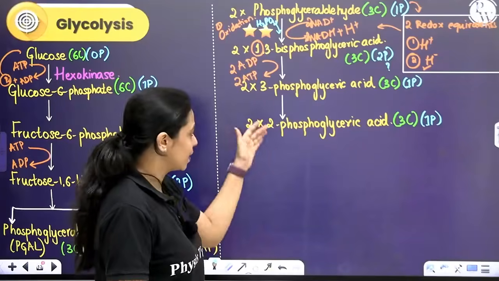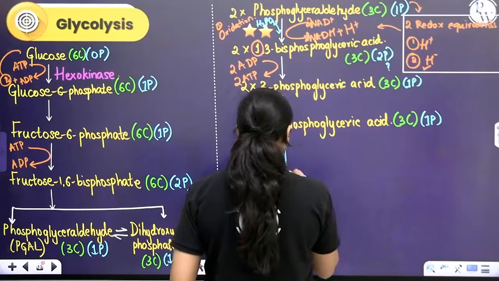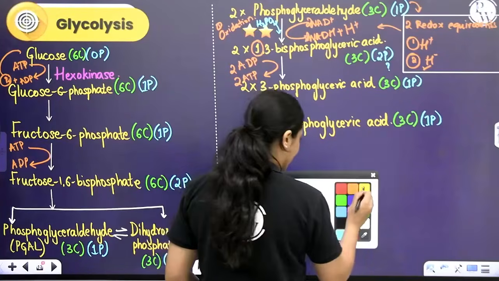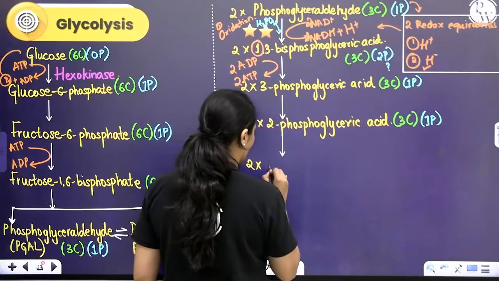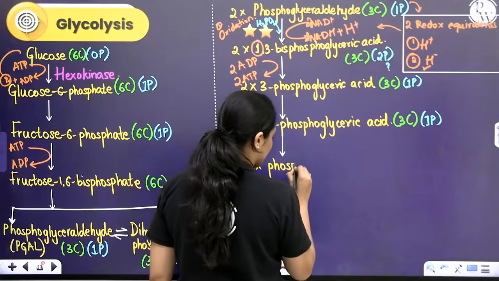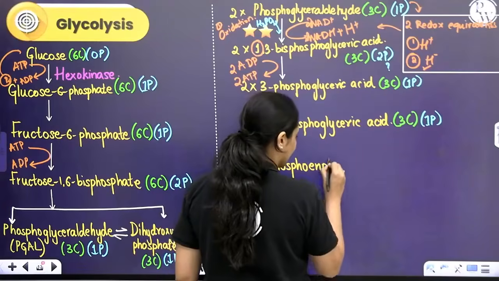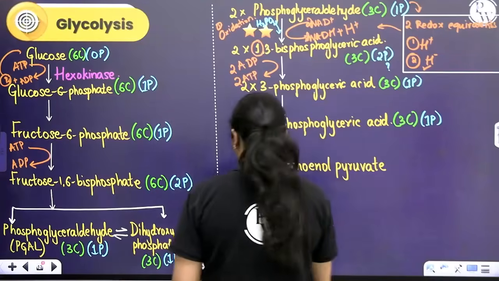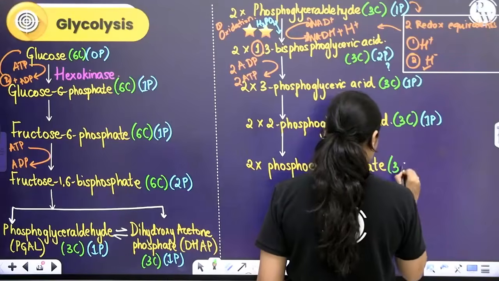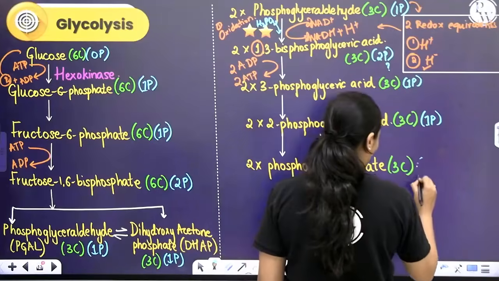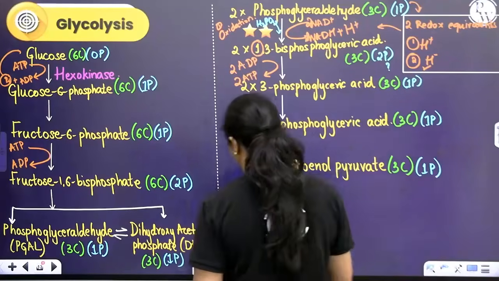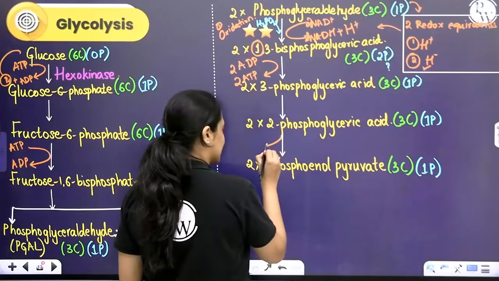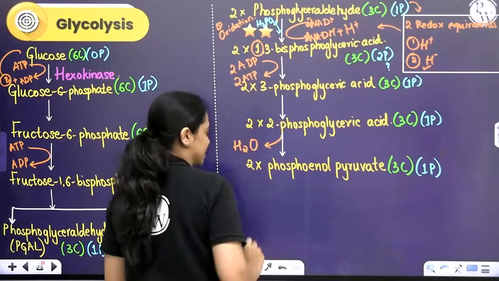Now in the next step, 2-phosphoglyceric acid will get converted to a molecule called phosphoenol pyruvate. 2 molecules of phosphoenol pyruvate. This phosphoenol pyruvate also contains 3 carbons. It will also contain 1 phosphate. So there's no change in the number of carbons or the number of phosphate. But over here, in this step, you can see that a molecule of water will get released.